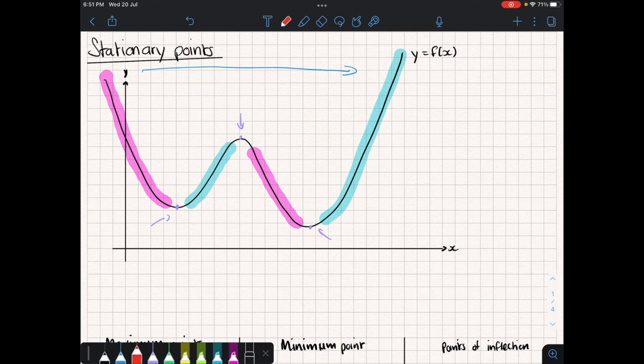So wherever the graph is decreasing, its gradient must be negative. So we could say dy on dx, because that's the function that describes the gradient, must be less than zero. And wherever the graph is increasing, that must mean that the gradient function must be greater than zero, because the gradient function describes the gradient. If it's increasing, it must be a positive value. And at these stationary points, since the gradient is not increasing or decreasing, it must be equal to zero. And therefore, if we're able to calculate the gradient equation and make it equal to zero, we can use that to find where the stationary points are.